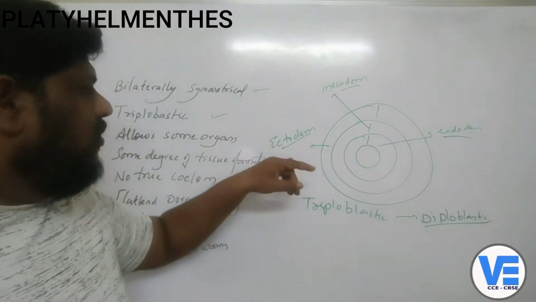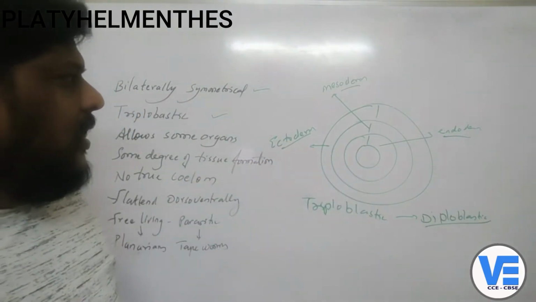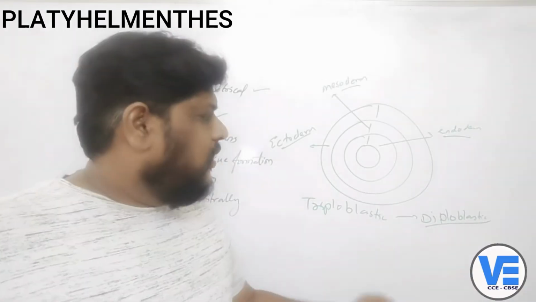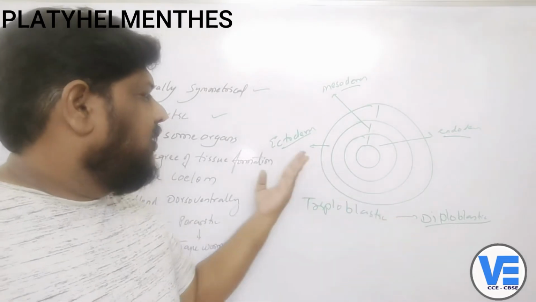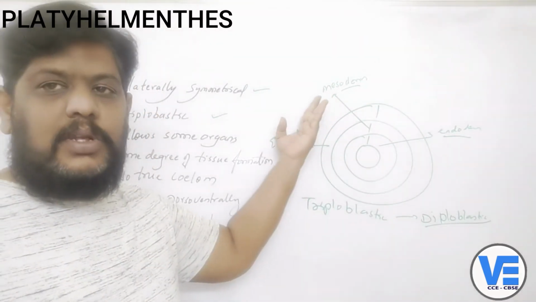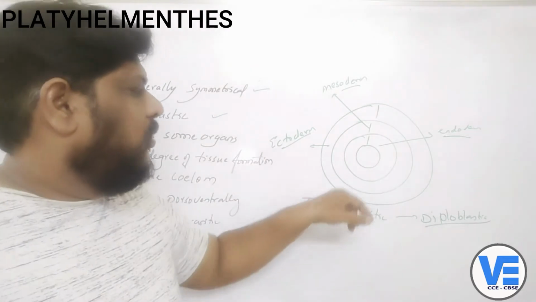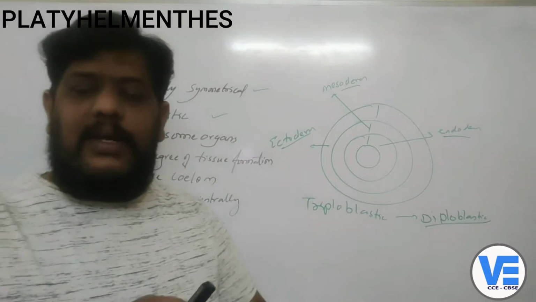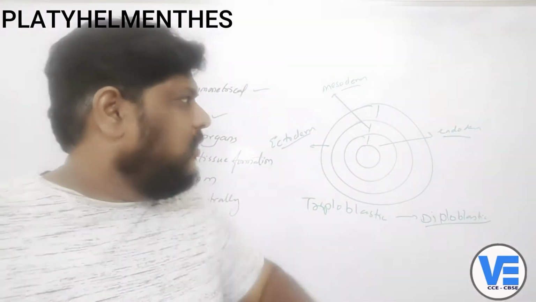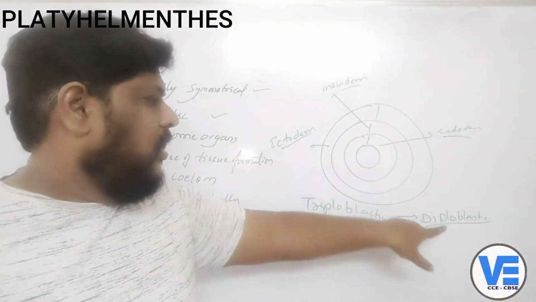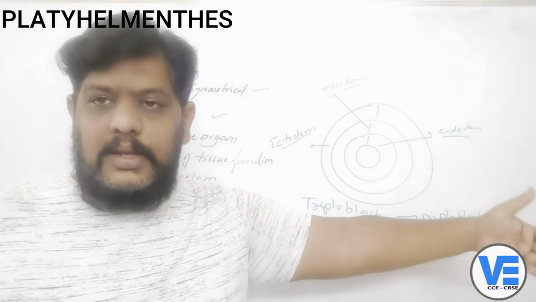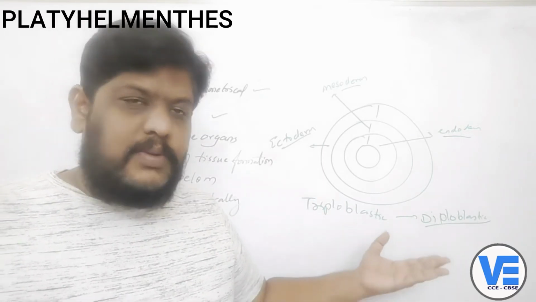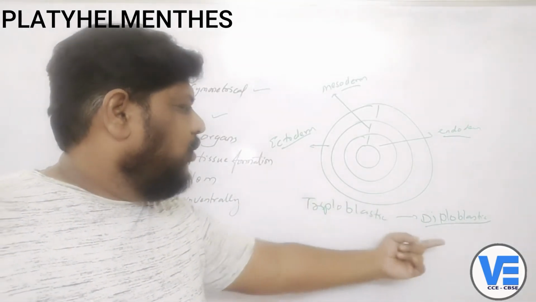diploblastic organisms, you will find the ectoderm and the endoderm, but you will not find the mesoderm. So if you take the diploblastic, I have said that ectoderm and endoderm are present, but the mesoderm layer is absent. That's why, because there are only two layers, we call them diploblastic. For example, you can take the Hydra, you can take the sea anemones. All the organisms which belong to Coelenterata are diploblastic in nature. Hydra, sea anemones, all these organisms belong to the Coelenterata. So that's why they are called diploblastic organisms.